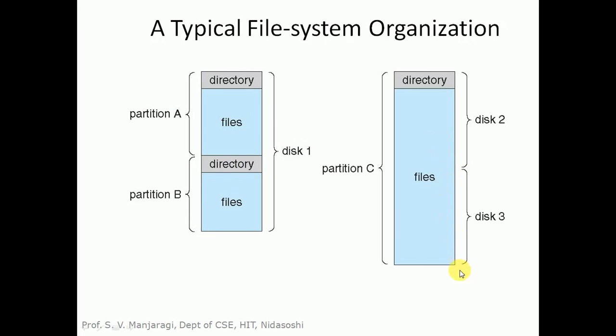In this particular diagram, two disks have been combined into one partition, that is partition C. So in this diagram, a single disk is divided into two partitions, partition A and partition B. But in this diagram, two disks have been merged into a single partition called partition C, and there will be files present in this 2 and this 3, and their information or links are stored in a directory file.